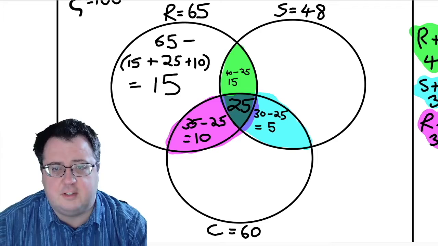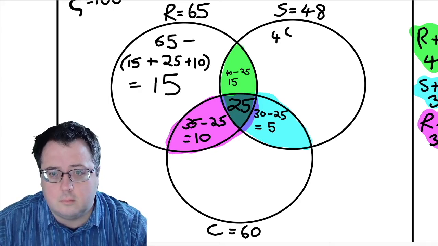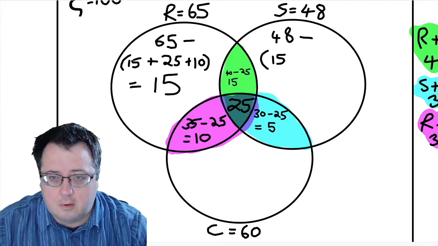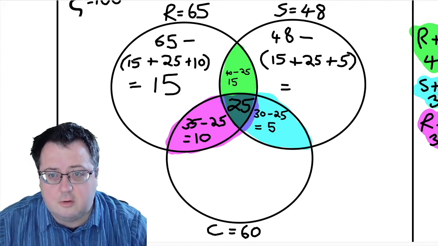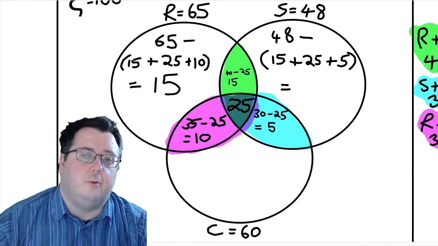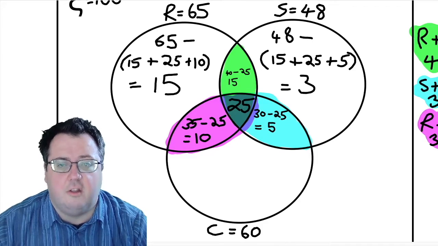Next, we need to fill in the swimming circle. So for swimming, it will be 48 minus, open brackets, 15 plus 25 plus 5. That's going to equal, let's do the math, 15 plus 25 is 40, plus 5 will make 45. 48 minus 45 is 3. So that can go there.